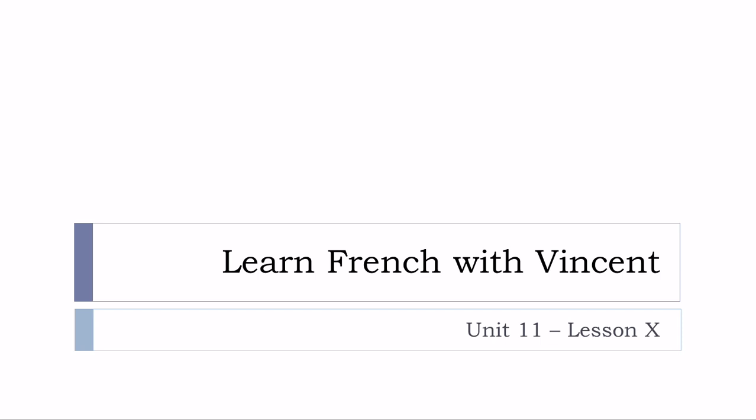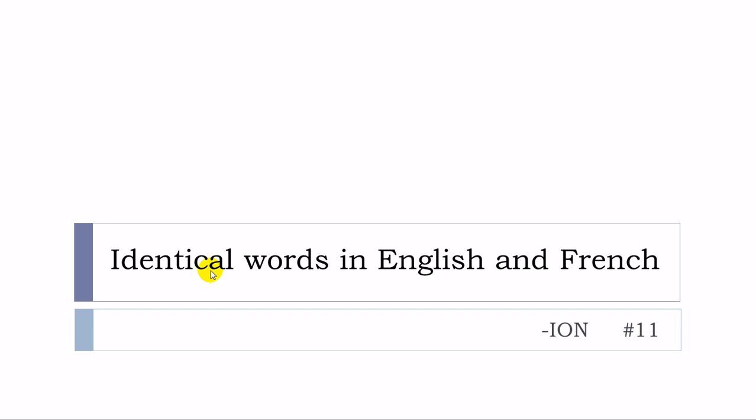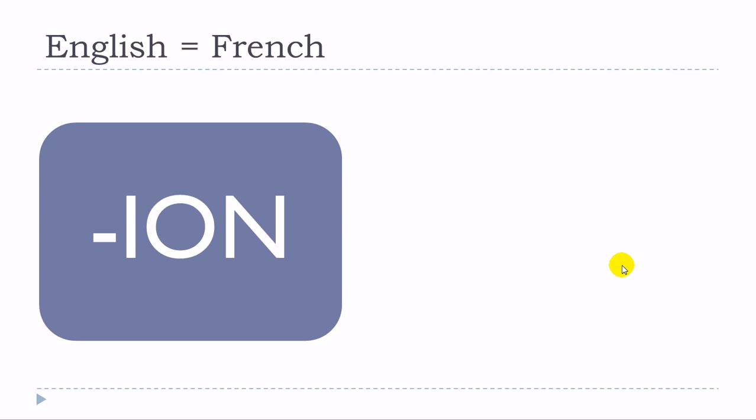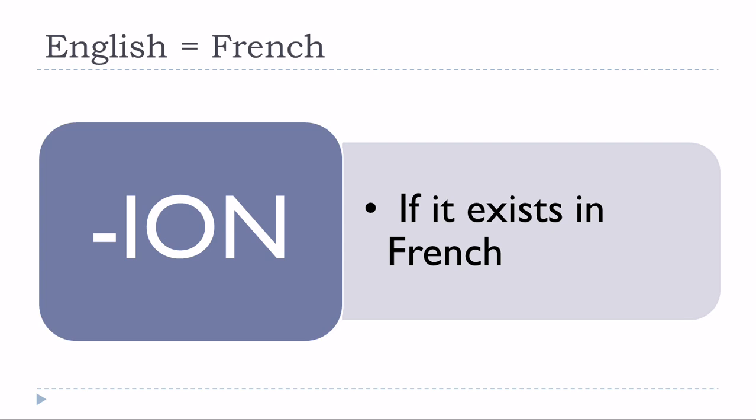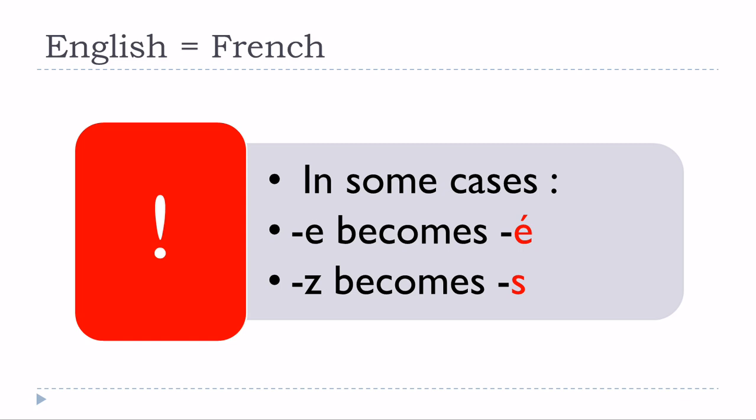And in this lesson, we will close this chapter concerning identical words in English and French. And we were talking about the words in English that end with E-O-N, and that will be the same if they exist in French, because not all the English words ending with E-O-N exist in French. So that's the first thing that you should keep in mind. And the second thing is that in some cases, we will write these words a little bit differently in French.